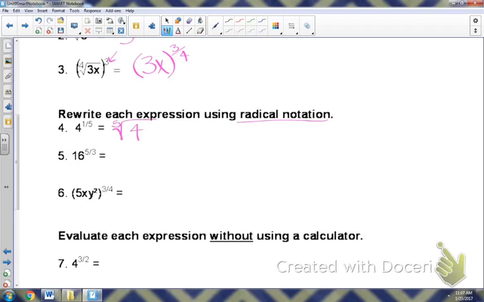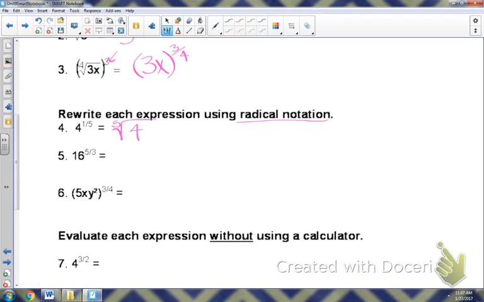So anytime that top number of your rational exponent is a 1, that means you're either going to be taking the square root, the cube root, the 4th root, or 5th root, because that exponent would just be a 1. So if I had like 2 to the 1/3, that would mean I'm taking the cube root of 2. If I had 4 to the 1/4, that would mean I'm taking the 4th root of 4. So anytime that top number is 1, you're just taking that root, whatever your index is, of that number.